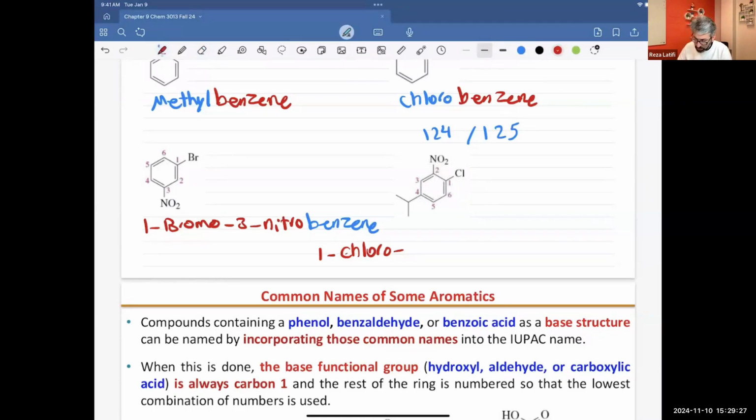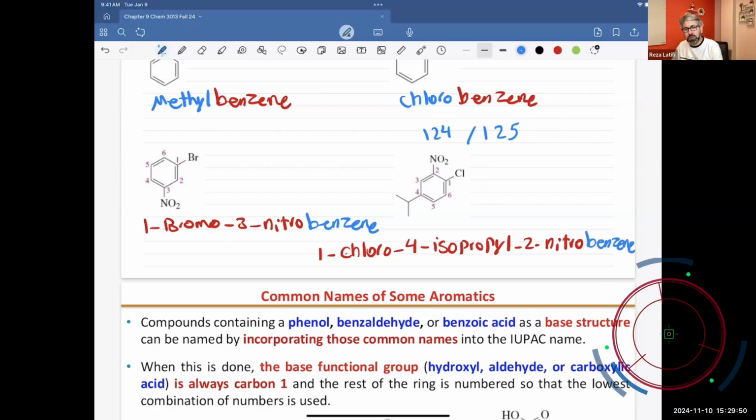So I get 1 chloro, and then between isopropyl and nitro, the isopropyl will get the priority. Isopropyl is sitting in the 4th carbon, so it will be 4 isopropyl. And then we have 2 nitro. And at the end, just simply say benzene. So 1 chloro, 4 isopropyl, 2 nitro, benzene. That's going to be the correct name for it.